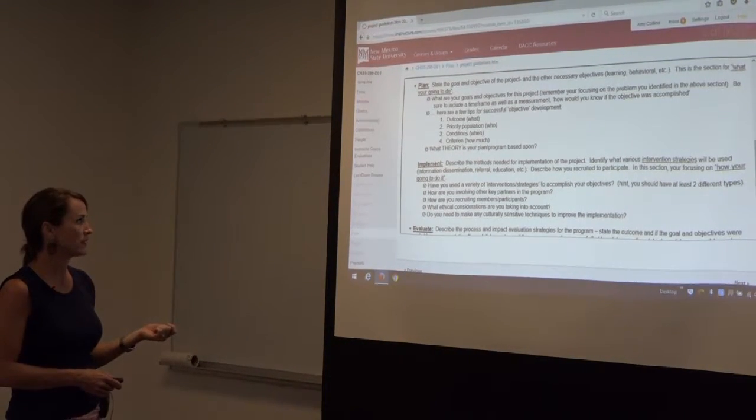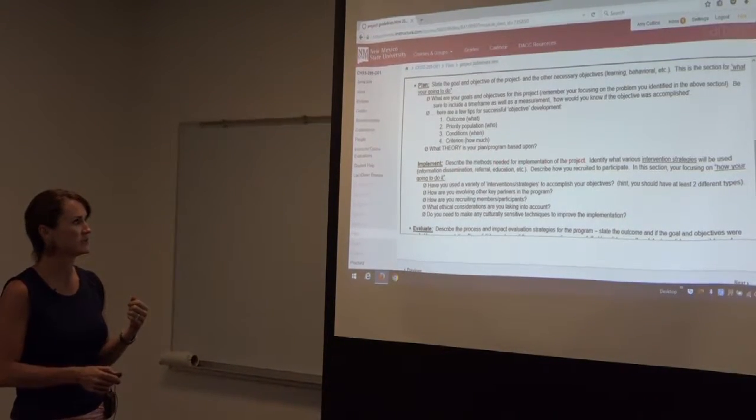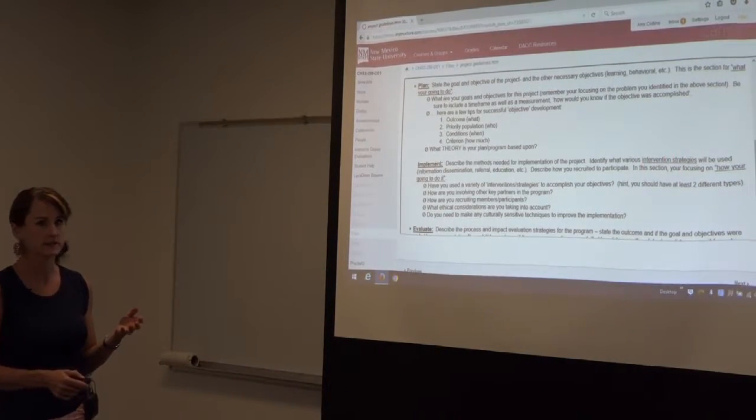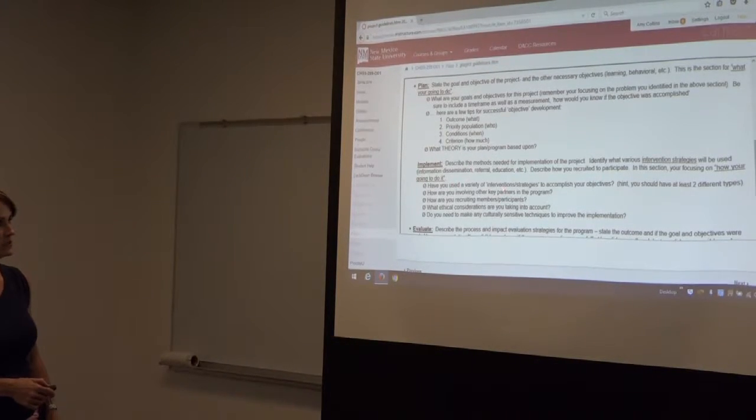So you're going to be describing the methods needed for implementation of the project. Identify the different intervention strategies. And again, that's not a new concept. We've done that within 275. We've also highlighted that within this class. But you have to have multiple intervention strategies that will be used. You're also going to talk about how you recruited people to participate. In this section, you're focusing on how you're going to do it.